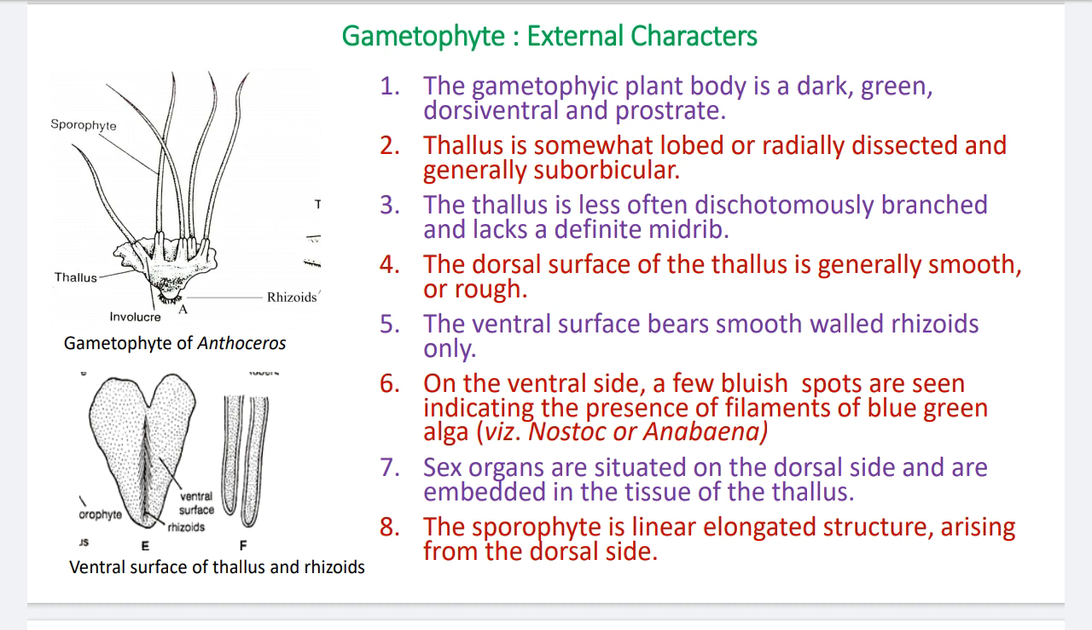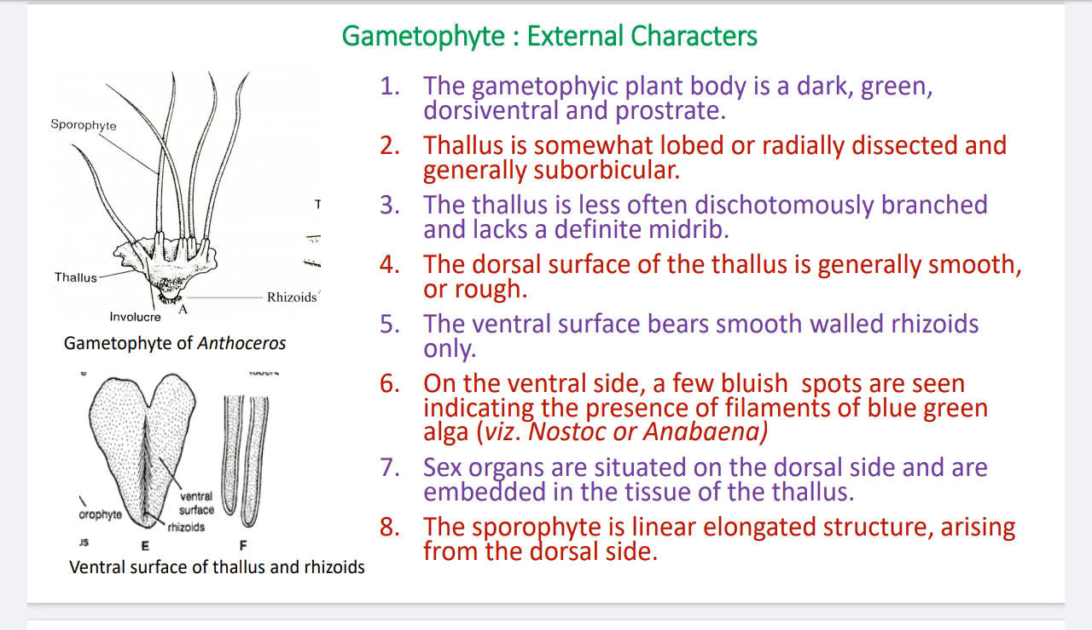Next, number 7. Sex organs are situated on the dorsal side and are embedded in the tissue of the thallus. Antheridia and archegonia, the sex organs, are always present toward the dorsal side of the thallus and they are embedded. Embedded म्हणजे आत असे रुतलेले. Embedded in the thallus.